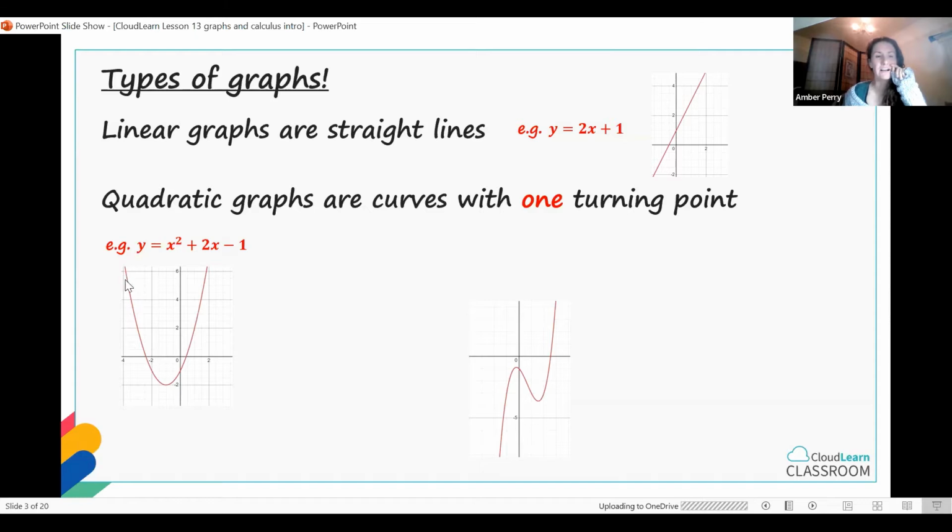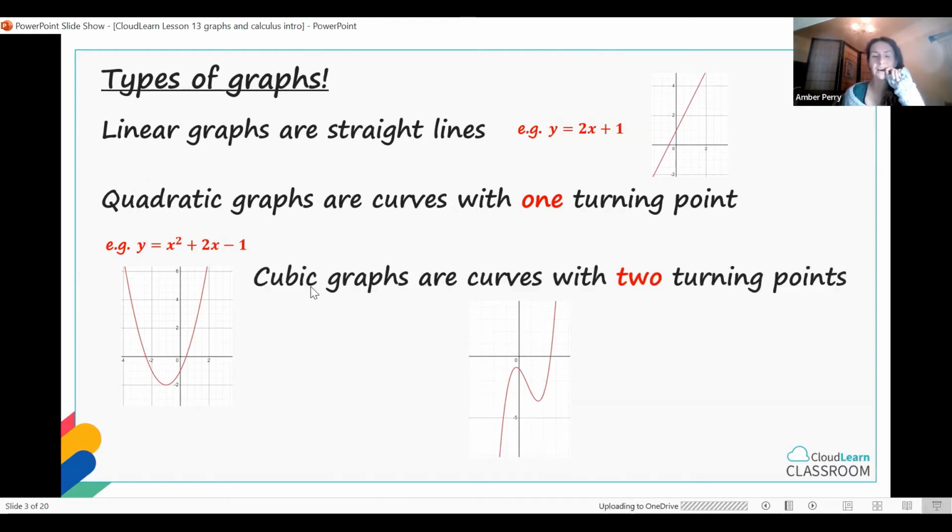They're a curve, but they just have one turning point. So these two points will continue going on up there, and this one will continue going on up there forever, like that. And then finally, this picture down here is of a cubic graph. A cubic graph has two turning points. Technically, a cubic graph can have up to two turning points. I'll go into that in a little bit more detail.